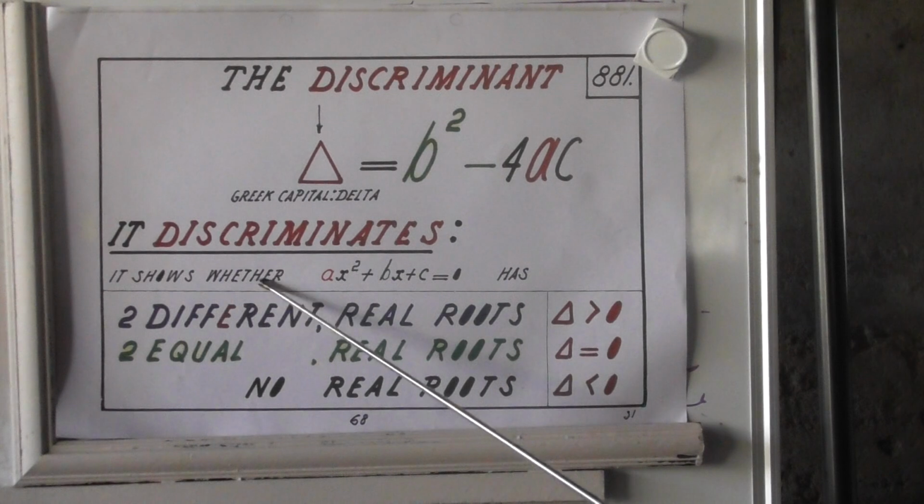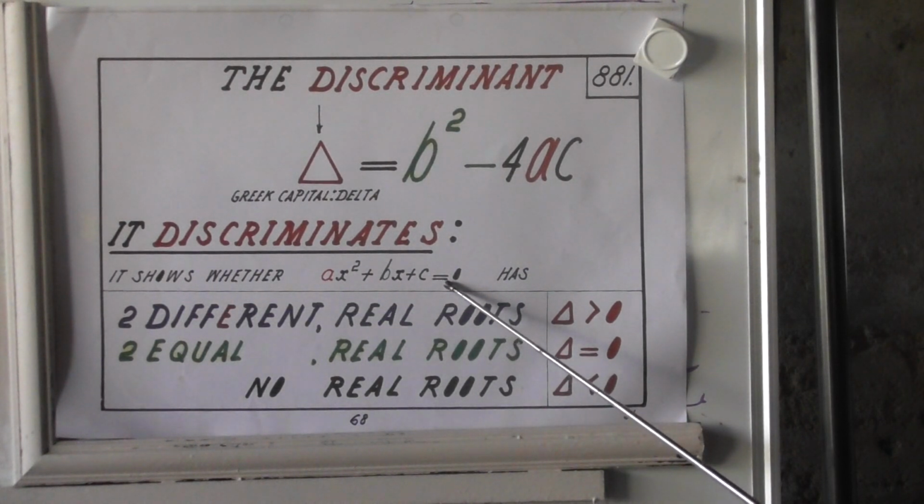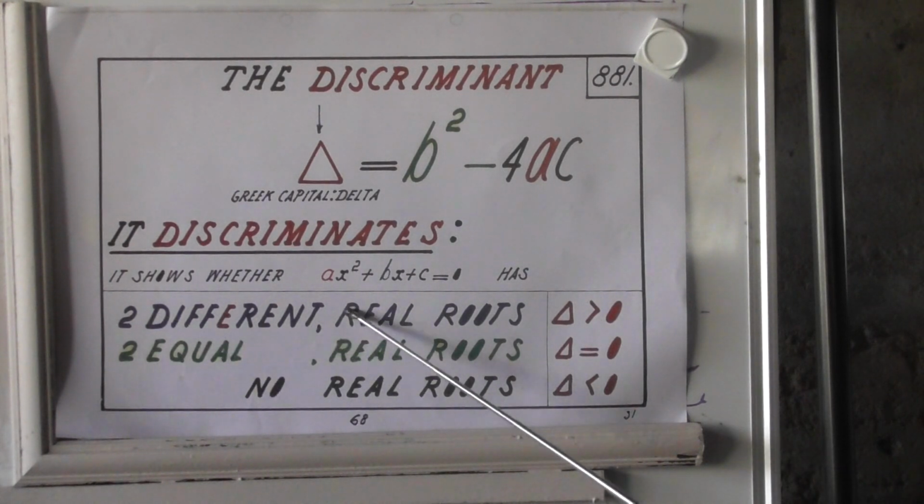It shows whether this quadratic equation has two different real roots, two equal real roots, or no roots at all. Roots, the answers are called the roots. Not strange, because it is the result of using a square root. So the answers are called roots.